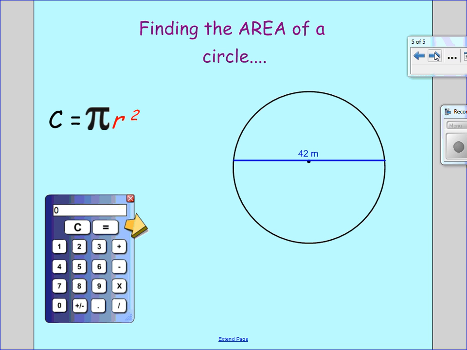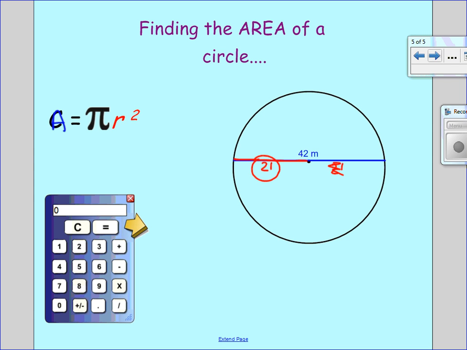Let's do another example. We have a circle, and we have to find the area. Area is pi r squared, and they've given us the diameter, 42 meters. Well, I don't have a formula to use the diameter, I need the radius. Well, the radius is half the diameter, right? So half of 42 is 21, because 21 plus 21 gives me 42. So now my radius is 21.